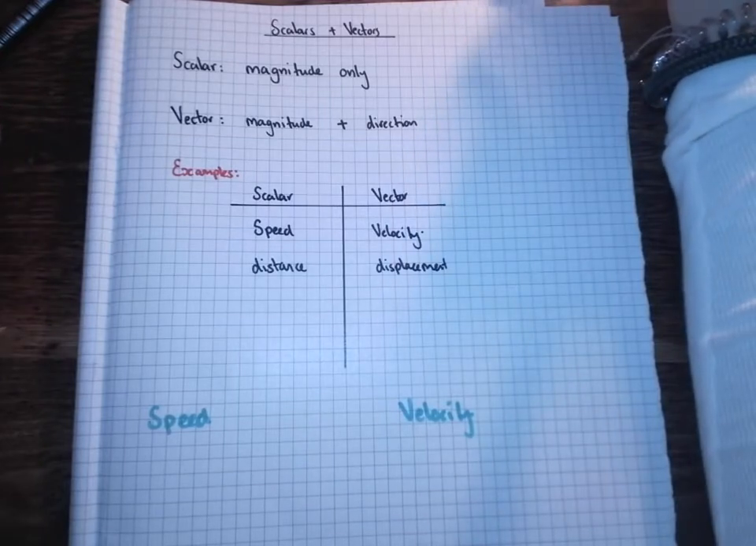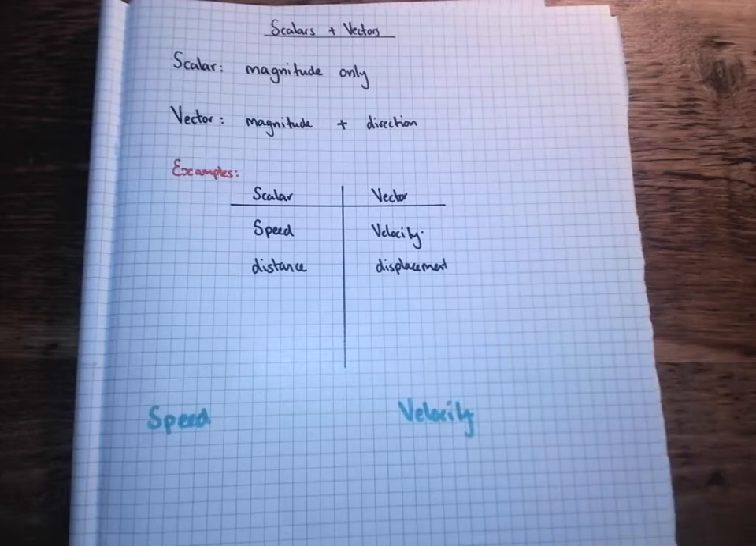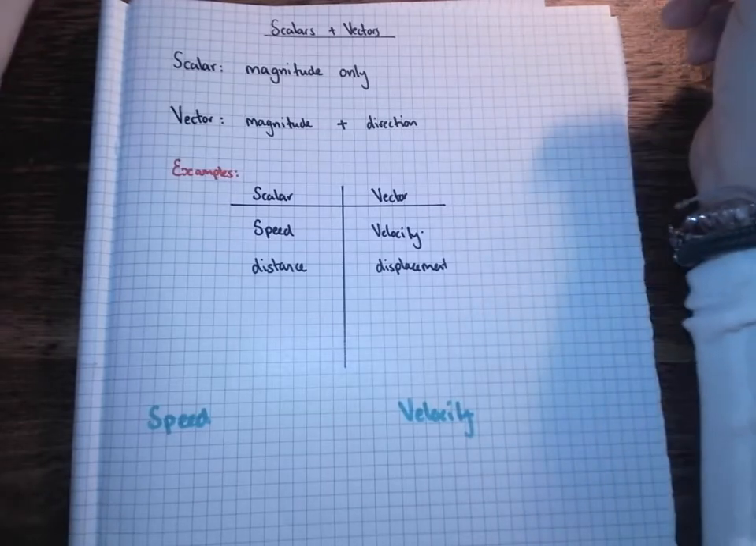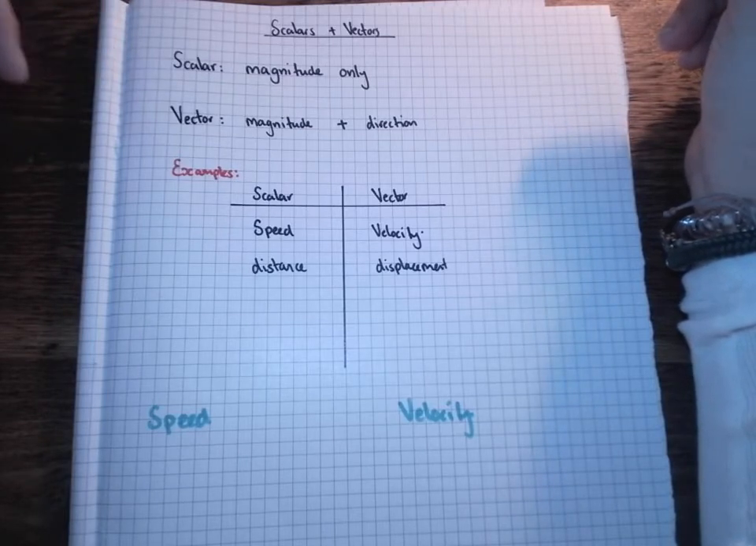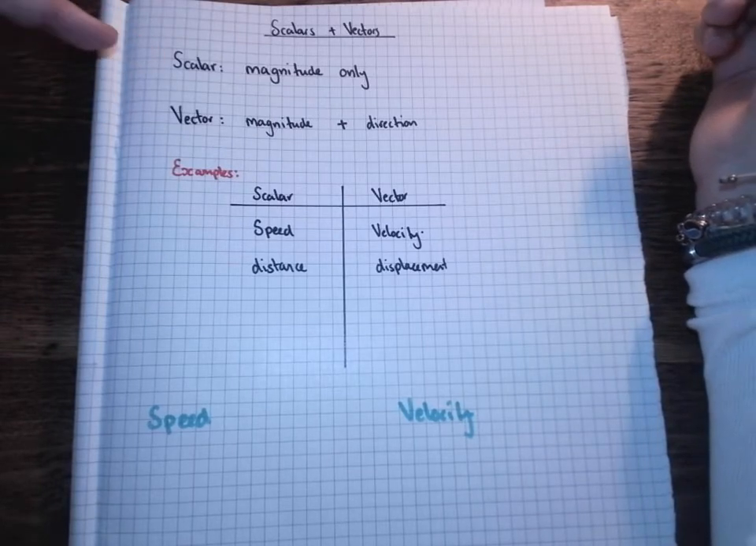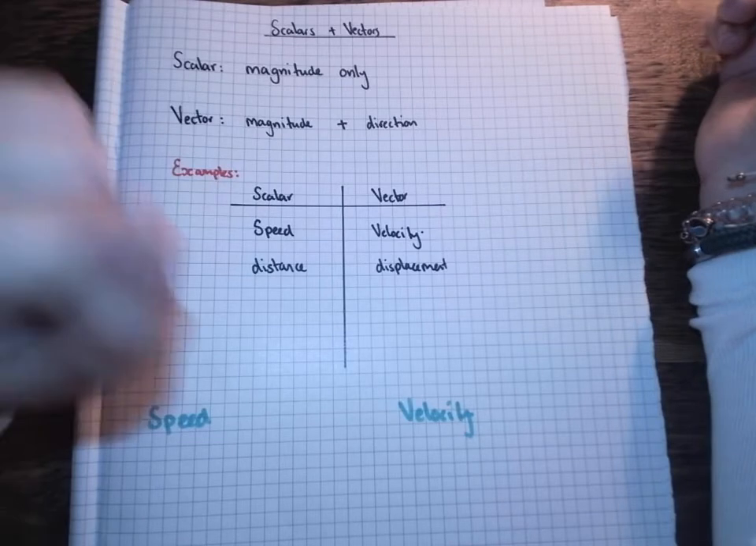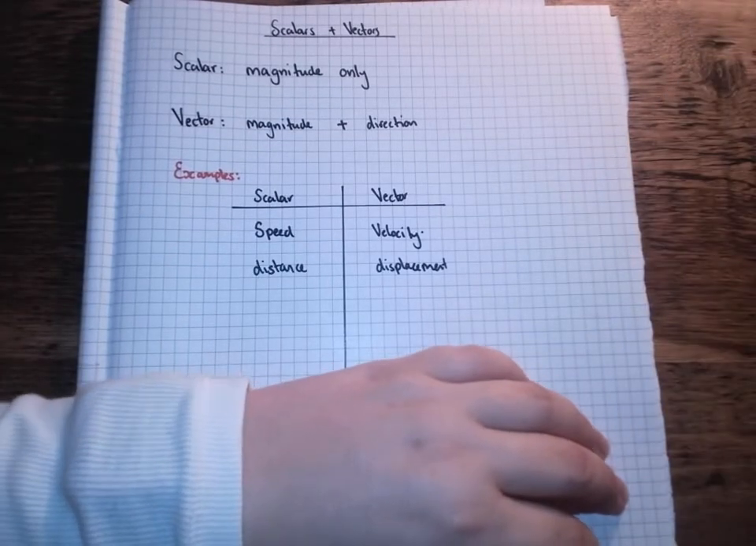Okay, so this little video is about just what scalars and vectors are. In physics, we use different quantities and different measurements, and we can describe these measurements in terms of scalars and vectors. These are two different ways that we can categorize them. We're going to look at what they mean and some different examples to explain them.